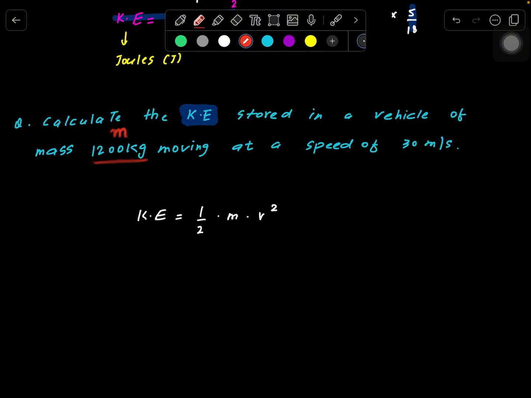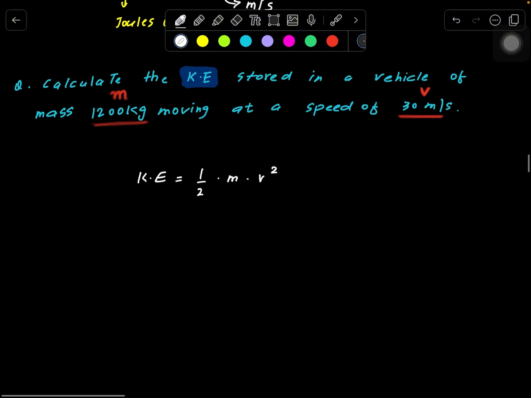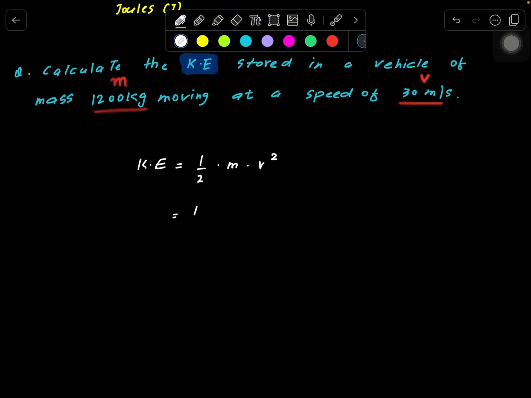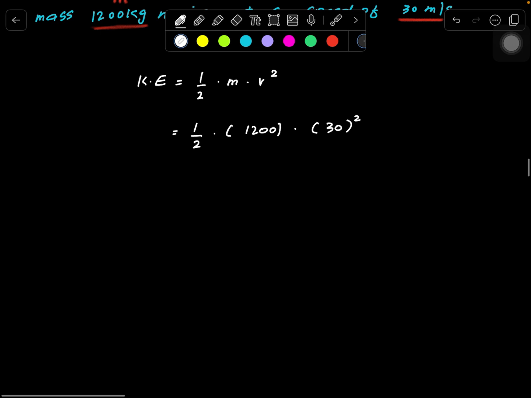So I'm writing a little m on mass, and this is your velocity or speed. Make sure that the units are in their standard form. So we have mass in kilograms and velocity in meters per second. We don't need to do any conversions here. Simply, we will plug in the values. Half mass is 1200, velocity is 30 squared.